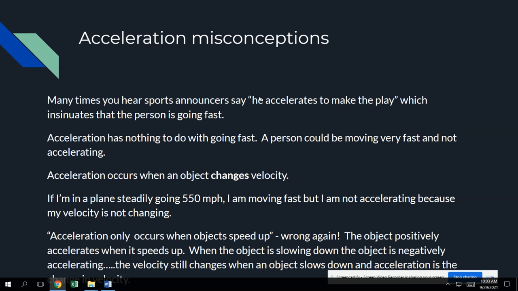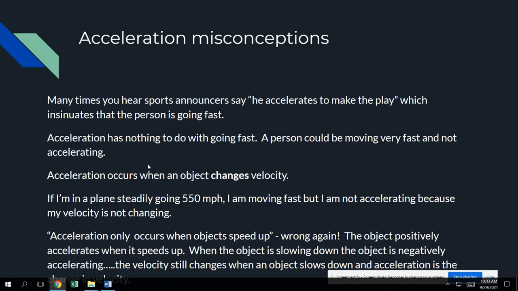All right, so here are some misconceptions. I'm a sports guy, and you hear announcers say, oh, he accelerates to make the play. What he's insinuating is that the person is going really fast. Oh man, he just flew through that hole, he accelerated through that hole. Acceleration doesn't necessarily have anything to do with going fast.